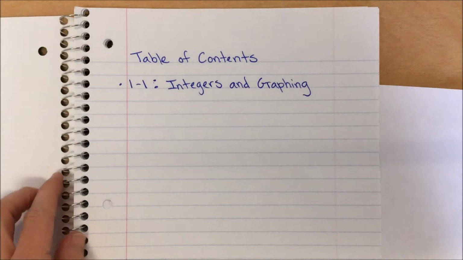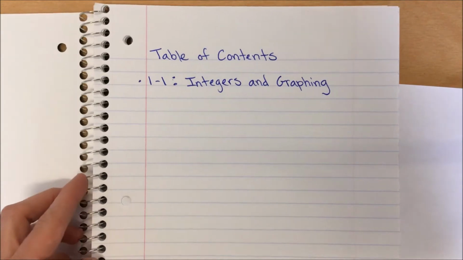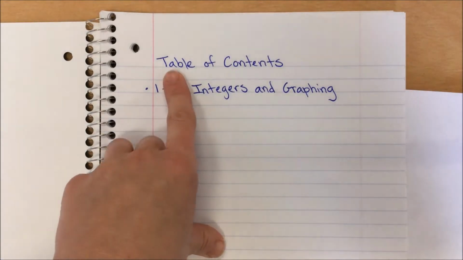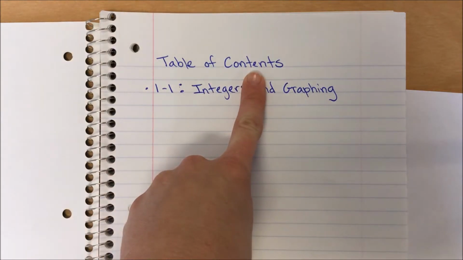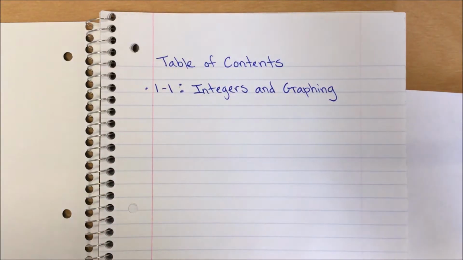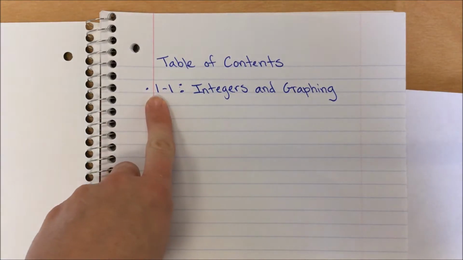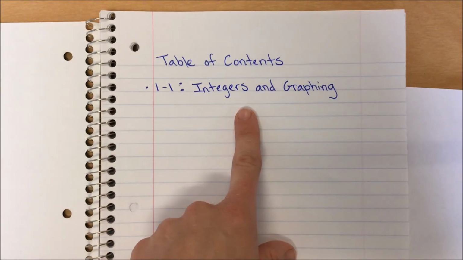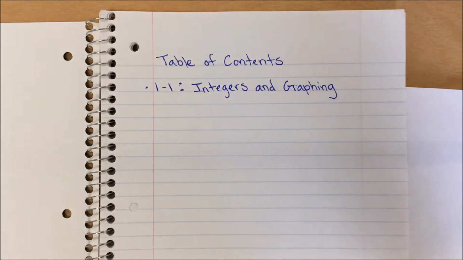I want you to open up to the very first page in your journal, and we're going to label this table of contents. So at the top of your page, write table of contents. And this is where we're going to list the name of our lessons throughout the year. Our first lesson is Chapter 1, Lesson 1. That's what the 1-1 means. And it is titled Integers and Graphing.